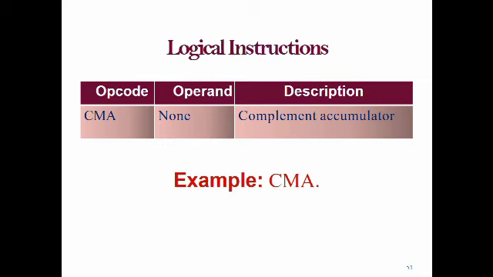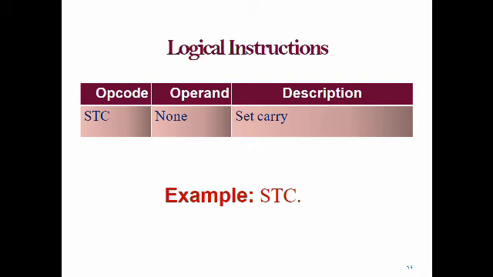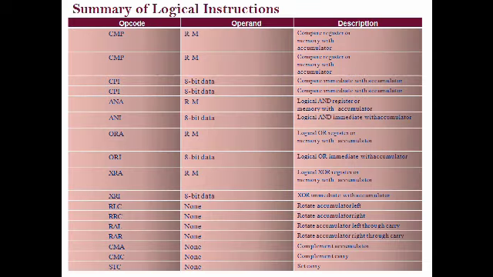CMA, it will complement the contents of the accumulator. That is, it will toggle the bits of the accumulator. CMC, it will complement the carry flag. That is, it will toggle the bit of the carry flag. If it is 0, it will convert it to 1. If it is 1, it will convert it to 0. STC, it will set the carry flag. It means the contents of the carry flag after STC will be 1.